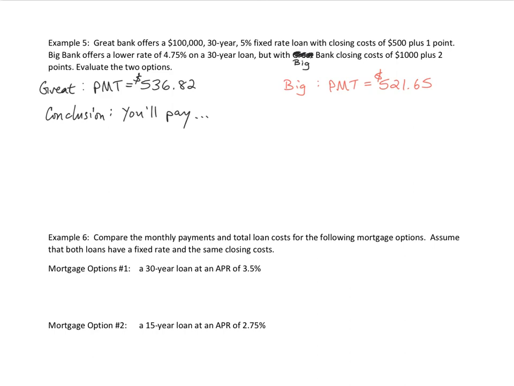So I've gone ahead and calculated the payments using the loan payment formula from the beginning of this video, or whenever we went over it. This video is so long I forgot. To find the payment you'll have with the Great Bank, $536.82. As opposed to Big Bank, your payment would be $521.65. So the conclusion here is just based on payment alone, you will pay about $15 less per month with Big Bank.